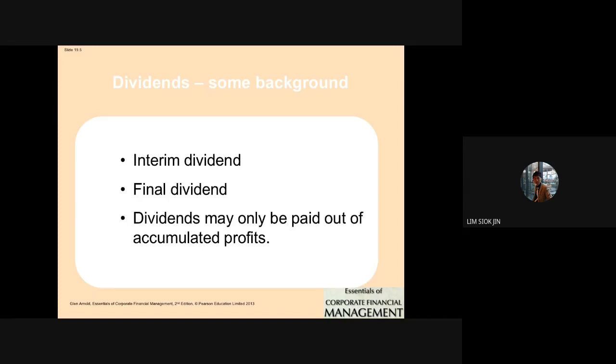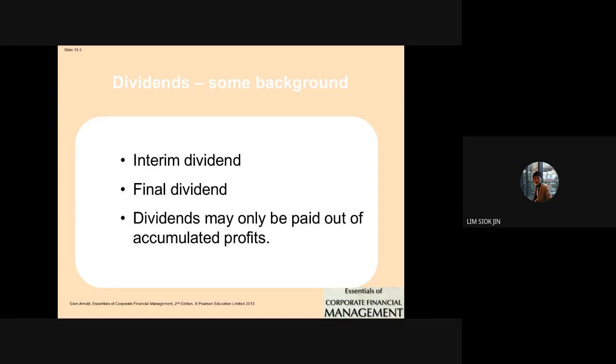Okay, and a dividend may only be paid out from accumulated profits. So if the company does not pay any dividend, although they make profit, they can keep that money. Okay, keep the money under what? Retained earnings. Retained earnings is accumulated profit. So they make money, but they don't want to give back. They keep it in the company in case of any emergency.